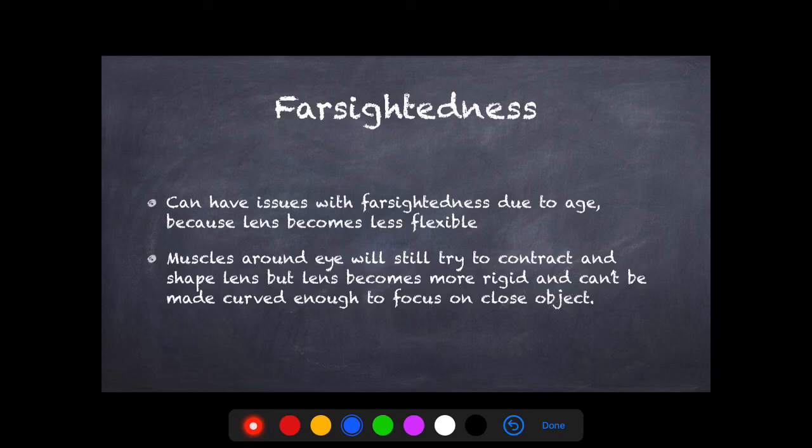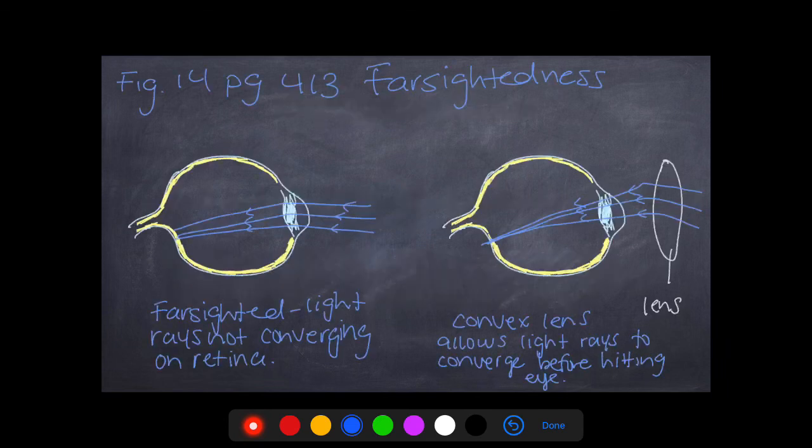And when you get older, the muscles around your eye are still going to try to contract and shape your lens, but your lens itself is going to become more rigid and stiff, and it's not going to be able to make the shapes that your muscles are trying to make so you can focus on close objects. So here's an example. I would highly suggest that you look at figure 14 on page 413, because my drawing does not do it justice.